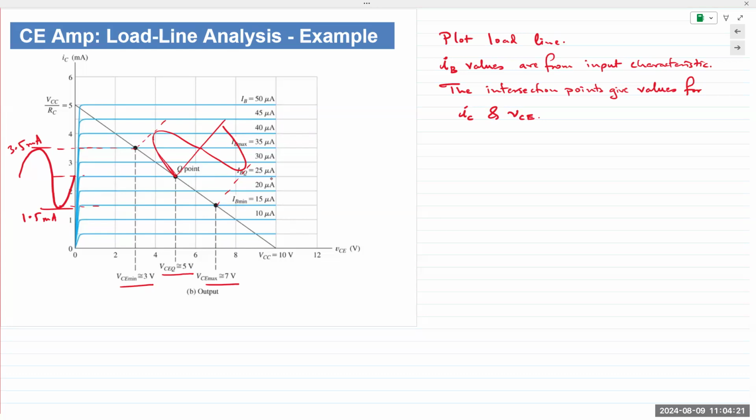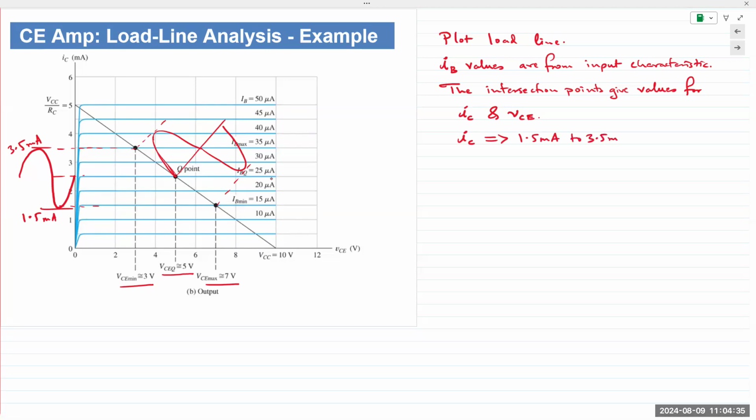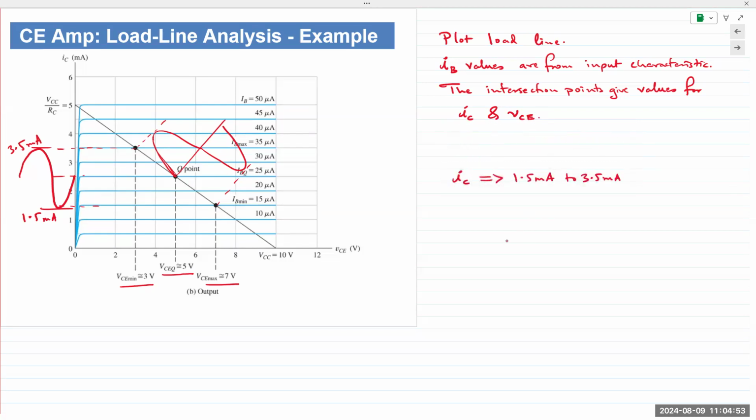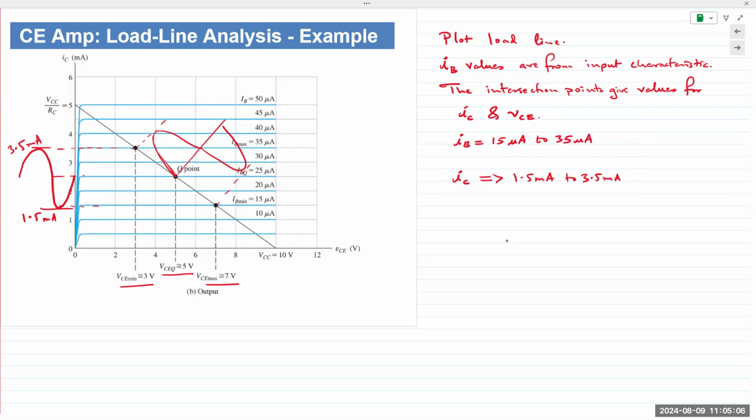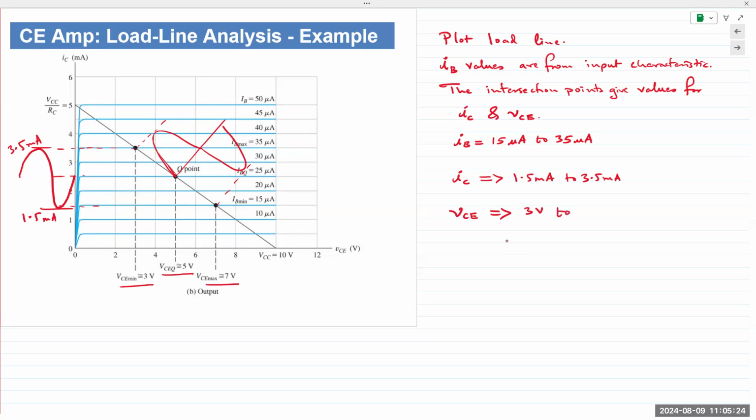So from here, we know IC has a range of 1.5 milliamps to 3.5 milliamps. Given value of IB was actually, let's write IB first and IC afterwards. So my input IB was 15 microamps to 35 microamps. My output current IC was 1.5 milliamps to 3.5 milliamps. And more importantly, the output voltage VCE goes from 3 volts to 7 volts.